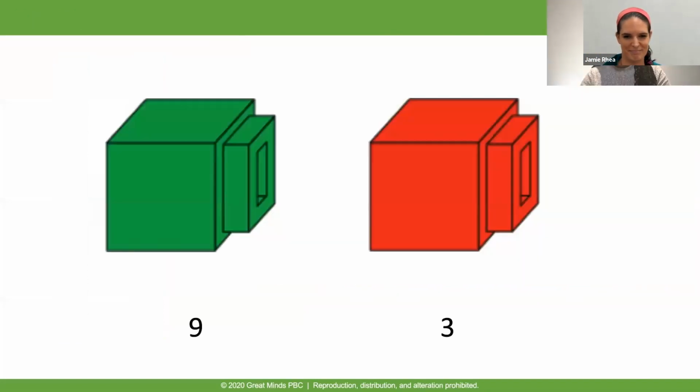Maria has 9 green cubes. Tony has 3 red cubes. How many cubes do Maria and Tony have? Take a moment to think. What's an expression that we can use to solve this problem? What can we use? 9 plus 3. I'm gonna write that on. Did you say 9 plus 3?